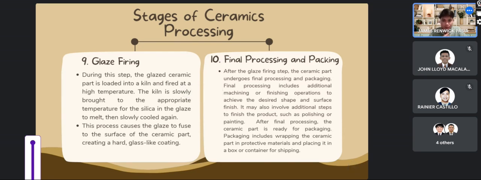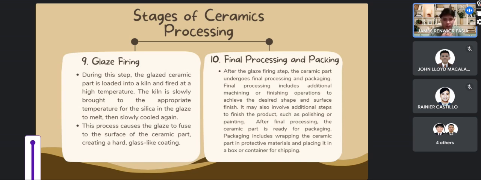The tenth stage is the final processing and packing. After the glaze firing process, the ceramic part undergoes final processing and packaging. Final processing includes additional machining or finishing operations to achieve the desired shape and surface finish. It may also involve additional steps to finish the product, such as polishing or painting.